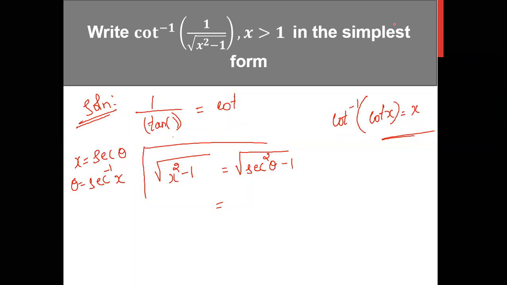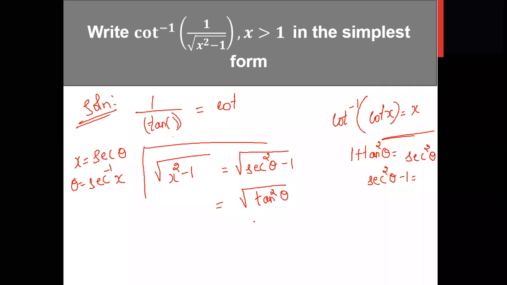What is 1 plus tan square theta? Students, this is a basic identity. It is secant square theta. Now I am asking, what is secant square theta minus 1? It is tan square theta. Good. So it is tan square theta.